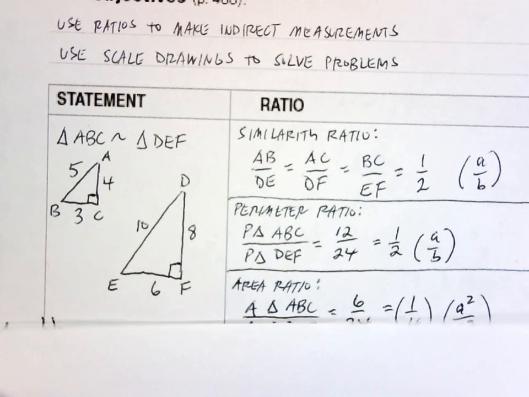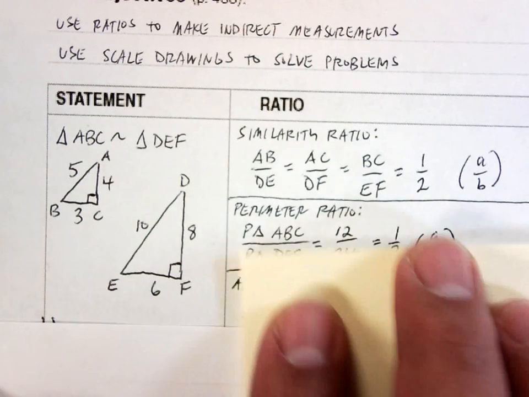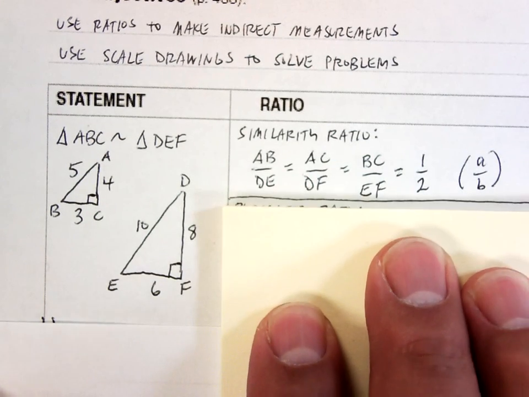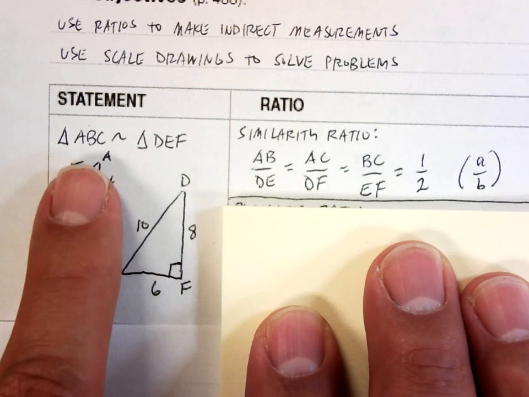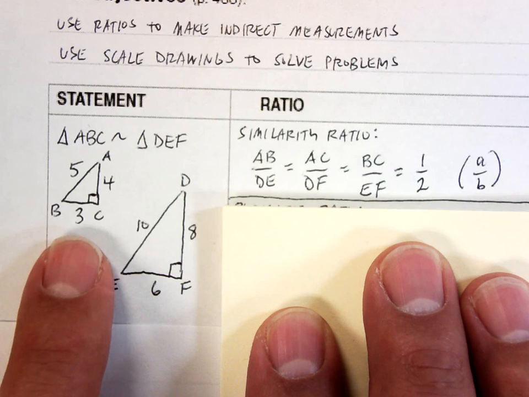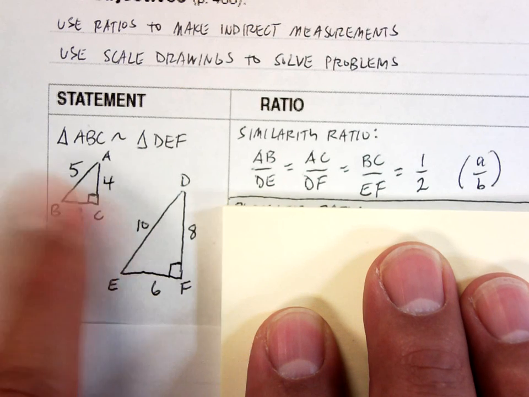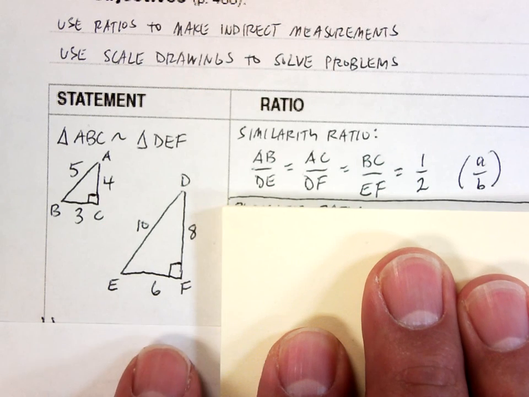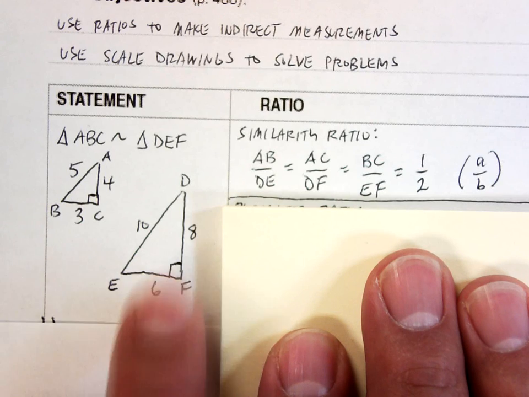Let's see if I can get some of this to show and hide some of the other pieces. Alright, so this is what we're given. We're given that triangle ABC is similar to triangle DEF. And here is triangle ABC, sides 3, 4, and 5. And here is triangle DEF, sides 10, 6, and 8.